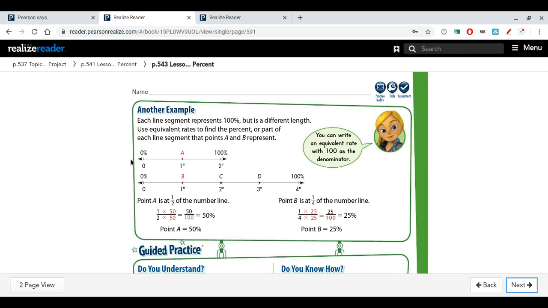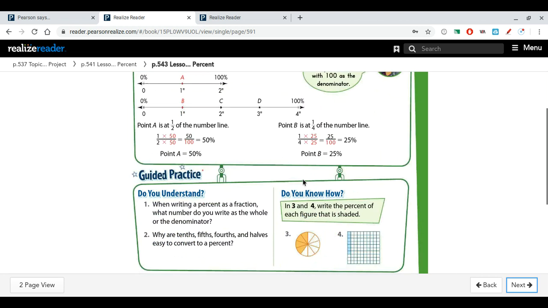So here, this is out of 2 inches equals 100%. Here, 4 inches is equal to 100%. So point A is going to be half of the number line, so point A represents 50%. Point B, if you look, I have 1, 2, 3, 4. So it represents 1/4 of the number line, which is equal to 25%. Notice here I multiplied 4 times 25. Here I multiplied 2 times 50 to get to 100. So we're looking for ways to get to 100.